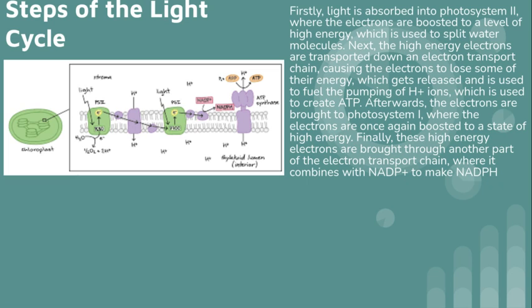Afterwards, the electrons are brought to the first photosystem, where the electrons are boosted to a high state of energy once again, and these electrons will be brought down another part of an electron transport chain, where they combine with NADP plus to form NADPH.